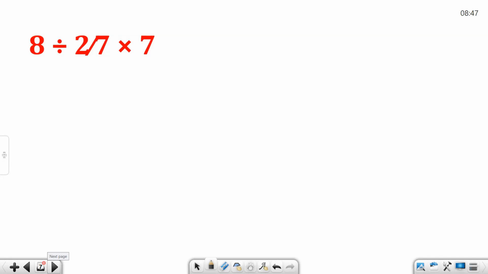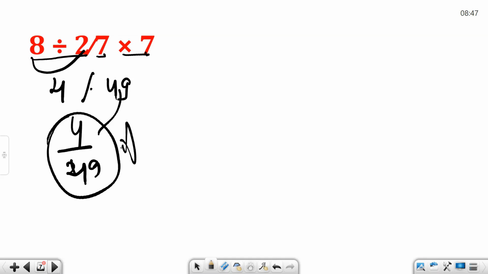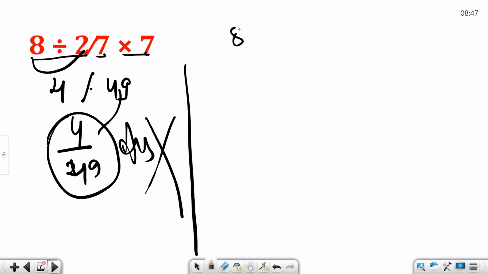Today's question is 8 divided by 2 divided by 7 into 7. First, let's solve the question. Divided by 2, 4 divided by 7 into 7, 49. 4 upon 49. The direct answer seems correct, but that's actually the wrong answer. Let's write the question again.